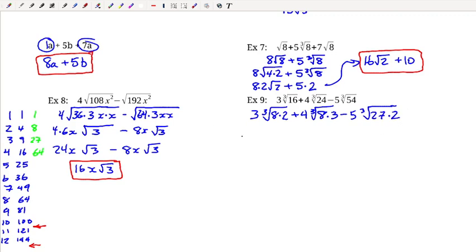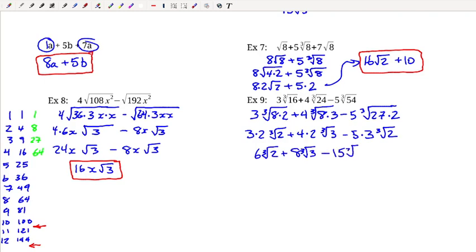That is totally fine. So I'm going to pull out, this is going to be 3 times cube root of 8 is 2, and I'm left inside with a cube root of 2, plus 4 times cube root of 8 is 2, left inside cube root of 3, minus 5 times cube root of 27 is 3, cube root of 2. Combine those, this is 6 cube root 2 plus 8 cube root 3 minus 15 cube root 2.